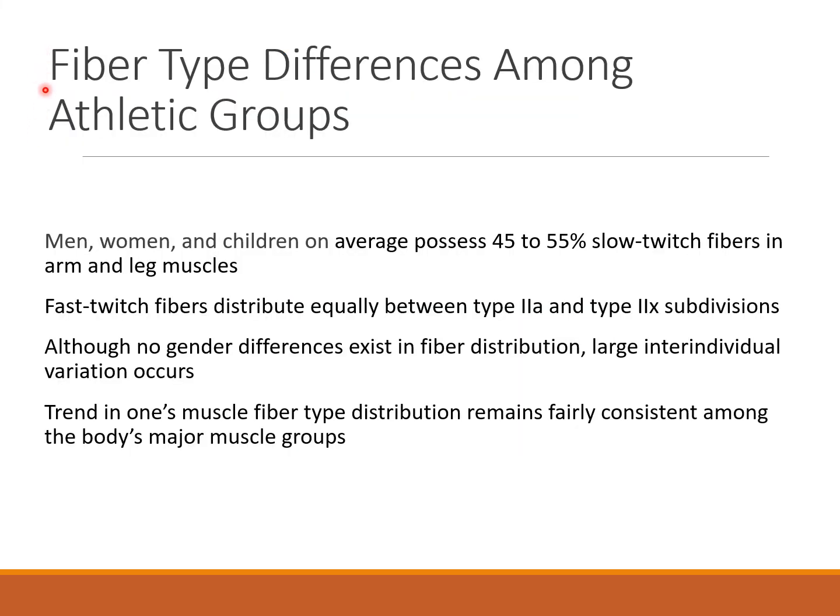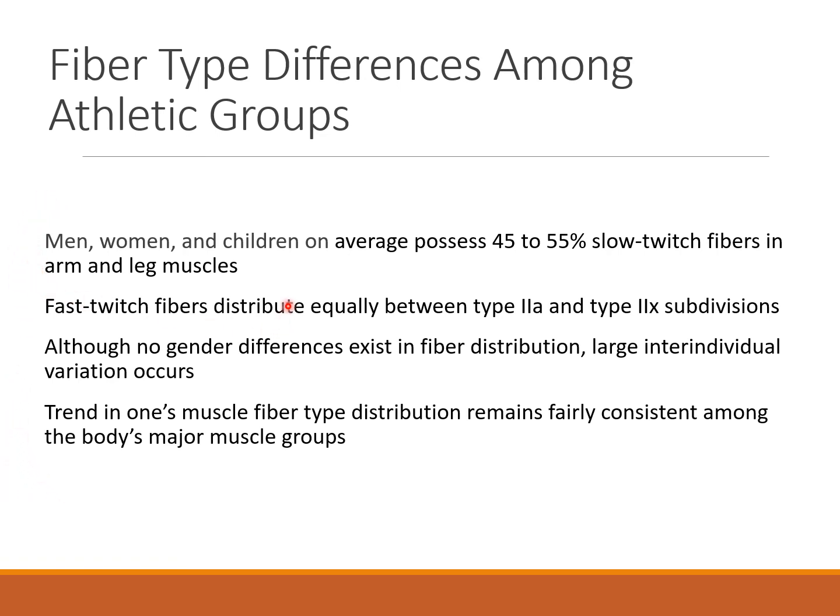So there are fiber type differences among athletic groups. I've kind of talked about this. You're going to have your marathon runners that are going to have a bit more type 1 fibers. You're going to have your sprinters or really speed athletes that are going to probably be more biased towards type 2. But here are some general trends that we see among the population.